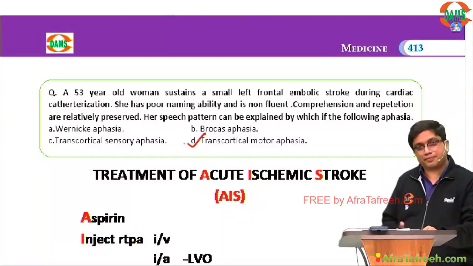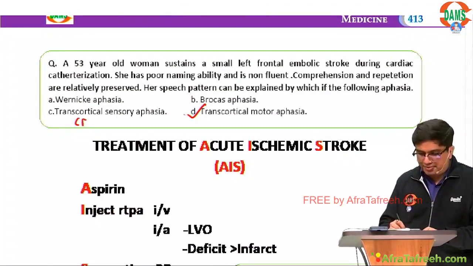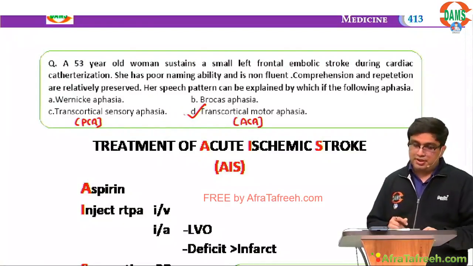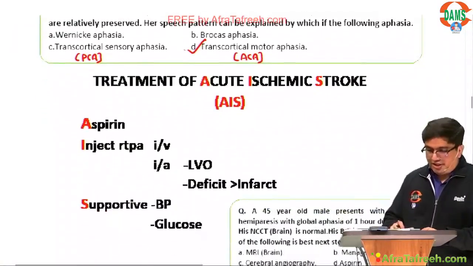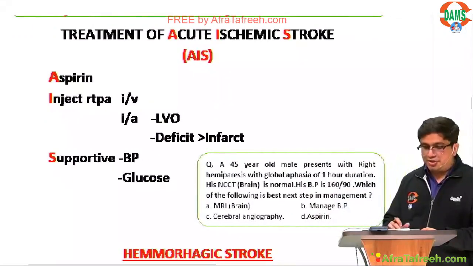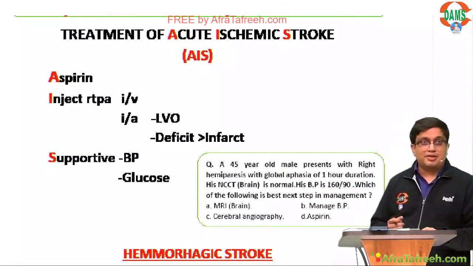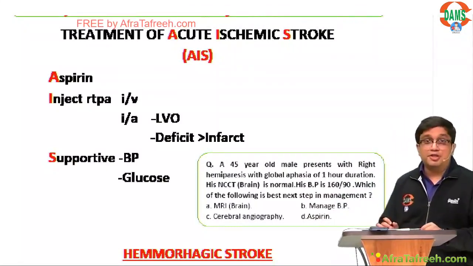Okay. Just a quick recap. Transcortical sensory happens due to involvement of the PCA. Transcortical motor, involvement of the ACA, the anterior cerebral artery. Now the AIS, the acute ischemic stroke. What do you give to the patient? Aspirin, antiplatelet. And if the patient has come within the desired time window period, you give them a recombinant TPA.